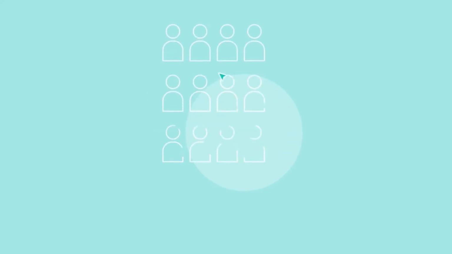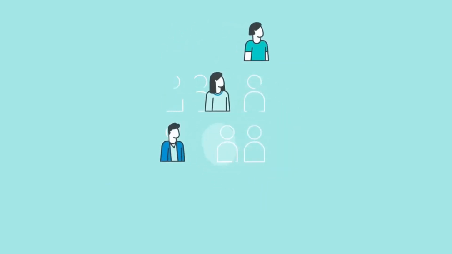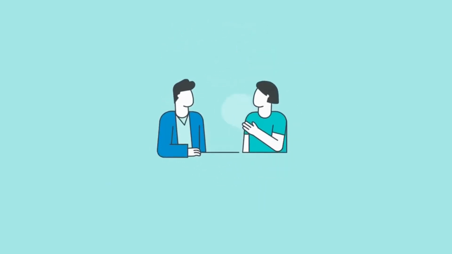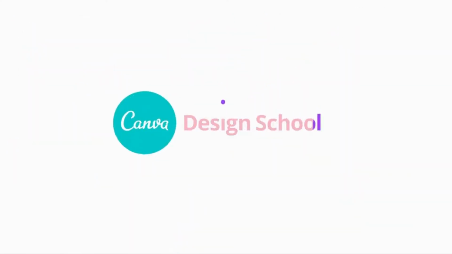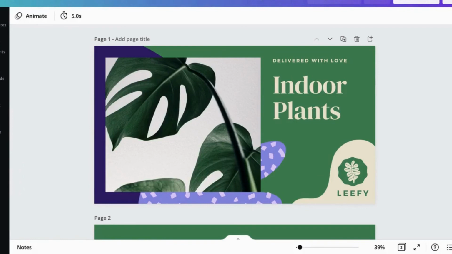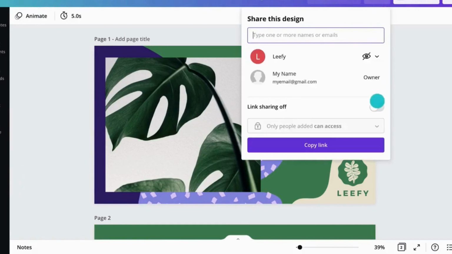One of Canva's superpowers is the ability to create teams and collaborate easily on designs with others. But you might be wondering if anyone can just jump in and see all your designs or how to keep everything organized. Well, let's take a look. By default, all Canva designs are completely private. Only you can see your design until you invite someone or share a link to it.